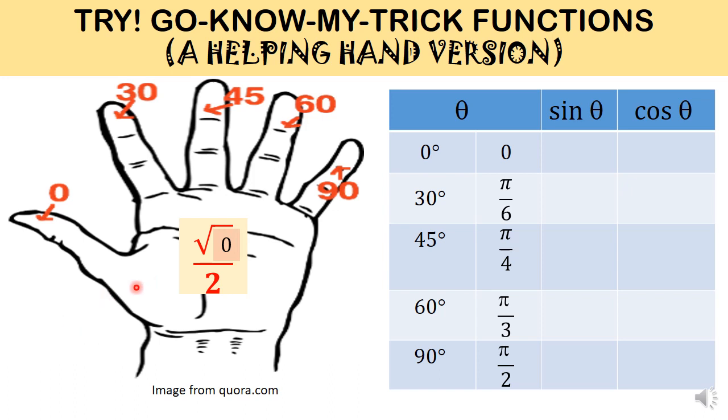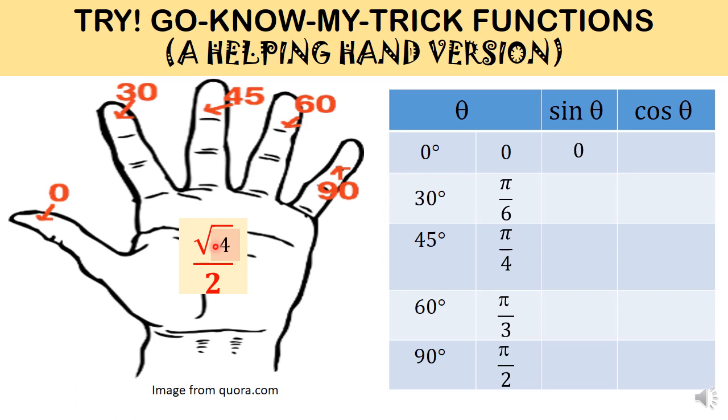Okay? So, 0 over 2 is 0. So, that will give you the sine of 0. Tapos, yung cosine naman, yung nasa right side. How many fingers do we have on the right? We have 4. So, that gives us a numerator here, or a radicand, equal to 4.